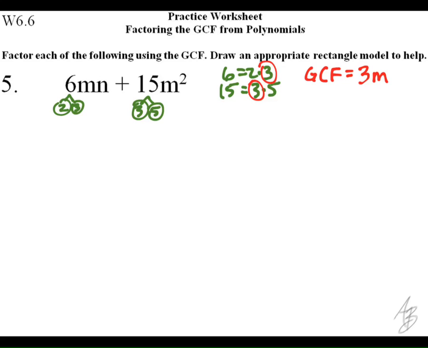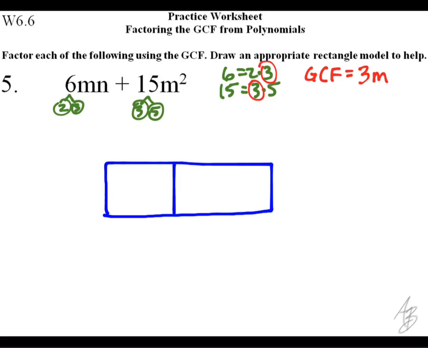Now we need to draw our picture. How many rectangles am I going to have? 2 again, because there's 2 terms. And out in front, I'm going to have my GCF, which is 3m. In the first rectangle, what's the area? 6mn. And how about the second rectangle? 15m squared.